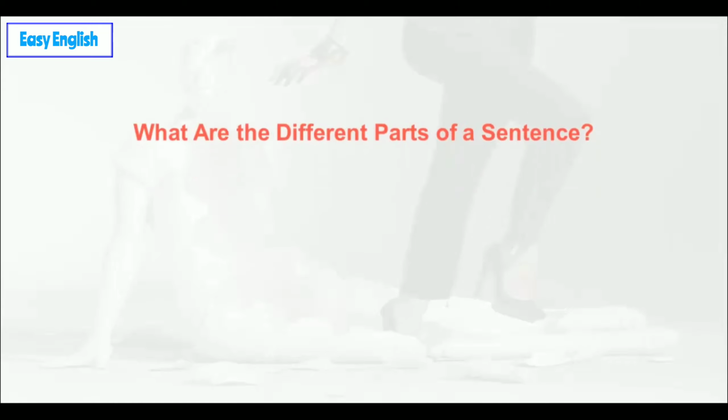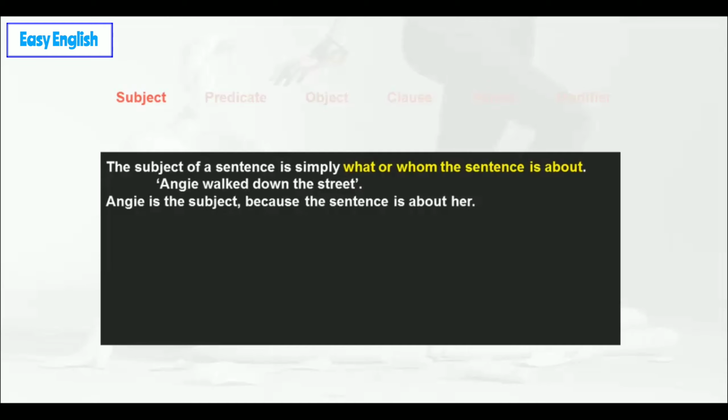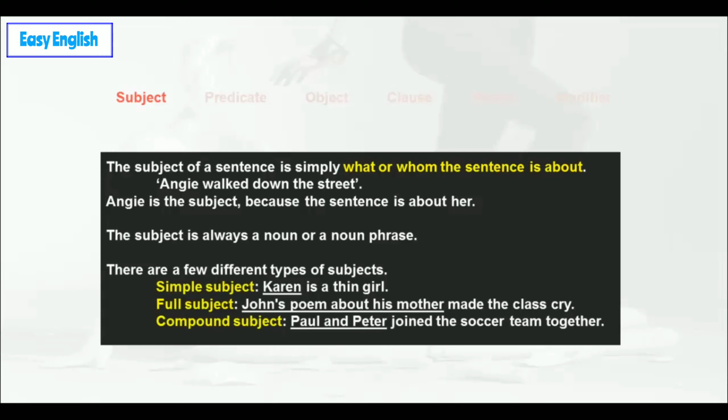So first, the subject. The subject of a sentence is simply what or whom the sentence is about. Angie walked down the street. Angie is the subject because the sentence is about her. The subject is always a noun or a noun phrase. These are a few different types of subjects.